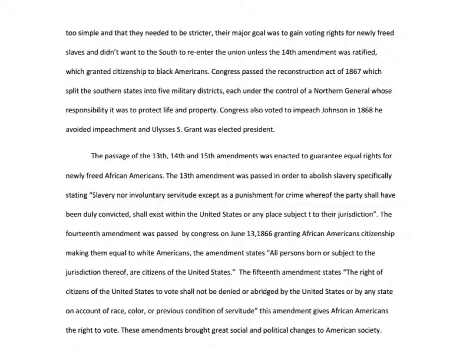Too simple in that they needed to be stricter. Their major goal was to gain voting rights for newly freed slaves and didn't want the South to re-enter the Union unless the 14th Amendment was ratified, which granted citizenship to black Americans. So if we want to use this part right here, which granted citizenship to black Americans, let's go ahead and put that right after the 14th Amendment. So we could just put a comma here: unless the 14th Amendment, comma, which granted citizenship to black Americans, comma, was ratified.